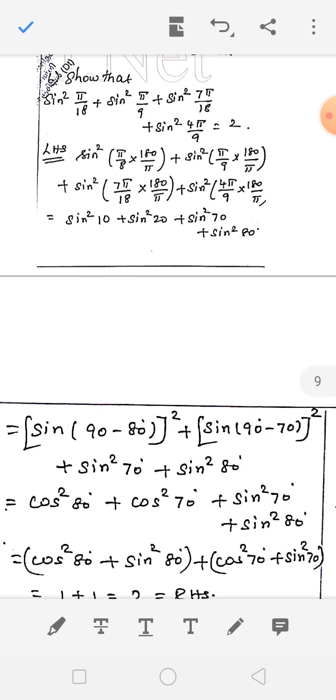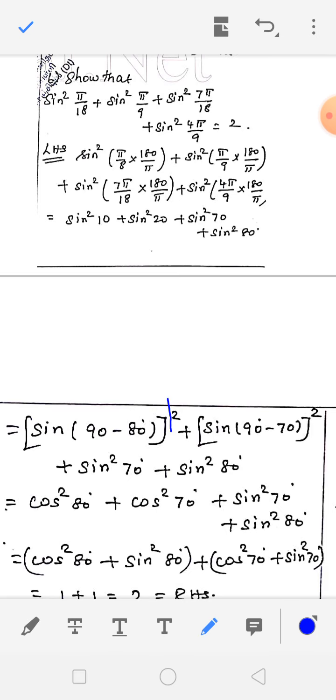So you should know these properties, and if you know them you can use them. Sin of 90 degree minus theta is cos theta. So cos of 80 degree, and whole square we have, so cos² 80 degree plus. You simply put the square on each one, it's enough. Sin of 90 degree minus 70, sin of 90 degree minus theta is cos theta, so it becomes cos² 70 degree, and then sin² 70 degree, sin² 80 degree.